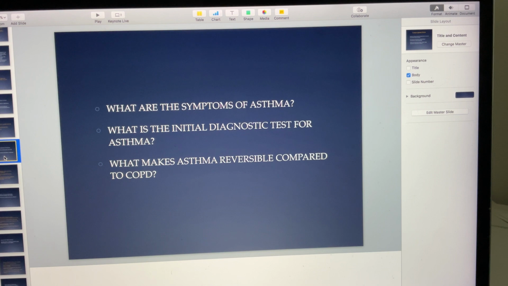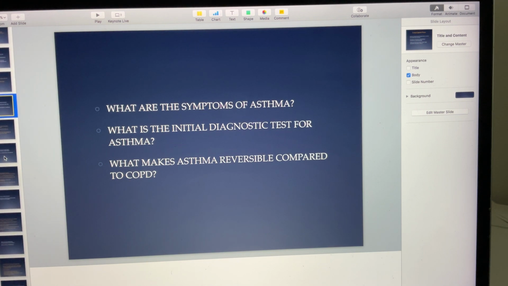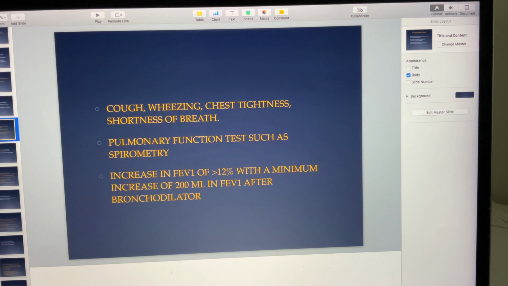Next question: what are the symptoms of asthma? What is the initial diagnostic test for asthma? What makes asthma reversible compared to COPD? In terms of symptoms, you see cough, wheezing, chest pain or chest tightness. There will be shortness of breath, and there can also be increased mucus production.